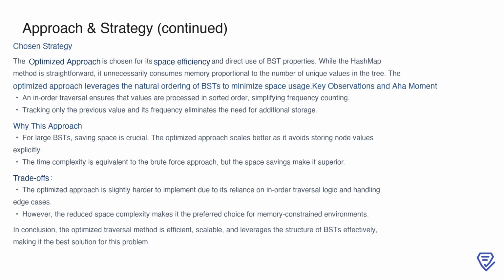The optimized approach is ultimately the chosen strategy for this problem due to its space efficiency and its ability to directly utilize the properties of a binary search tree. While the hashmap method is simple and intuitive, it consumes memory proportional to the number of unique values in the tree, which makes it less optimal for memory-constrained scenarios.